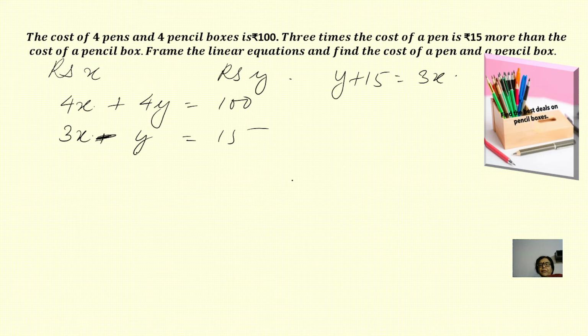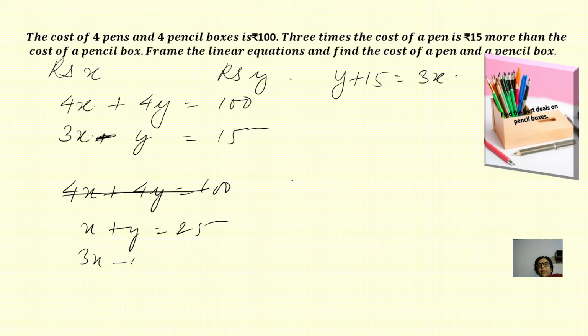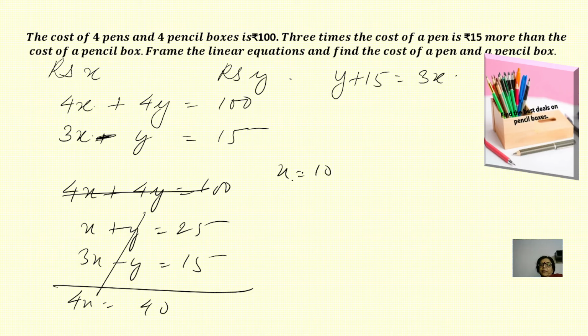So we get two equations again. Multiply the second equation by 4 to equate the y variables, so no need to multiply the first equation by any number. So we get 4x plus 4y is equal to 100, or we can even take out 4 common from here: x plus y is equal to 25. And 3x minus y is 15. Adding the two equations, we get 4x is equal to 40. So x is equal to 10.